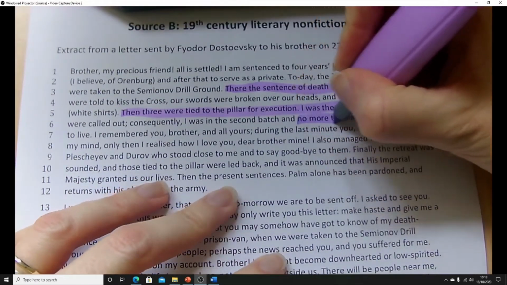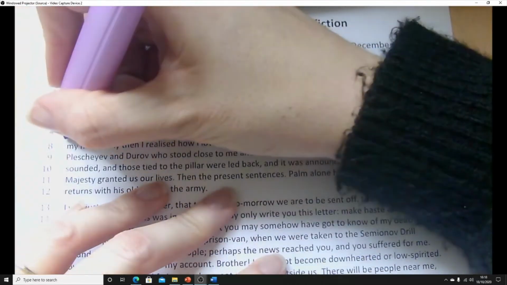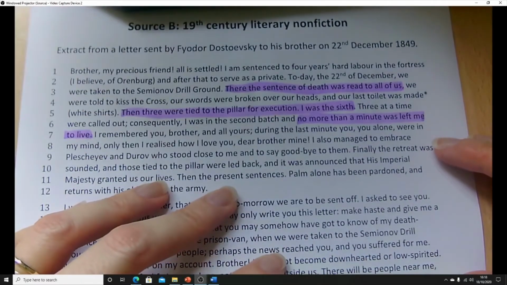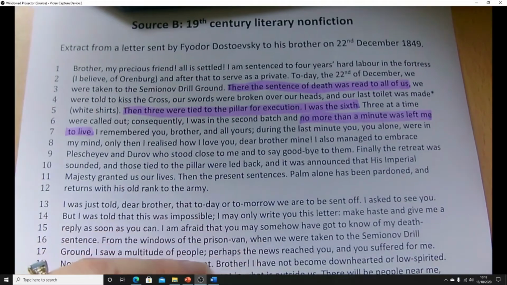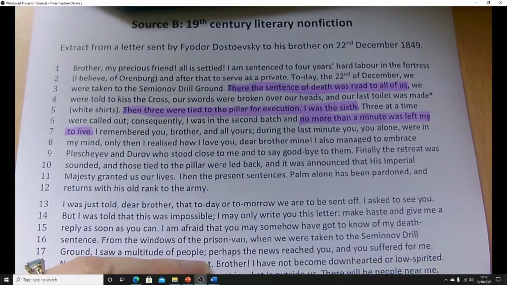No more than a minute was left me to live. I remembered you, brother, and all yours. During the last minute, you alone were in my mind. Only then I realised how I love you, dear brother mine. I also managed to embrace, Pleshev and Durov, who stood close to me, and to say goodbye to them.